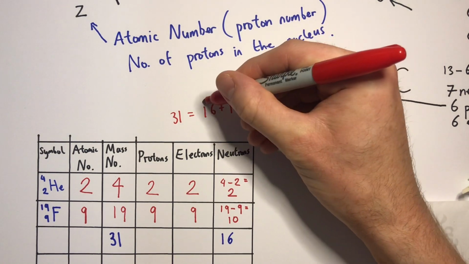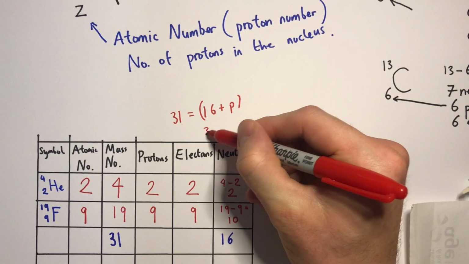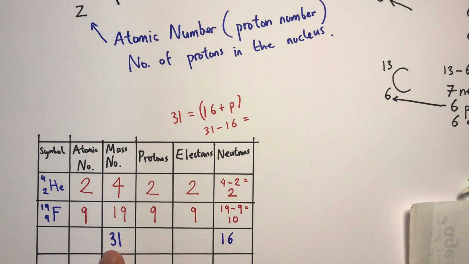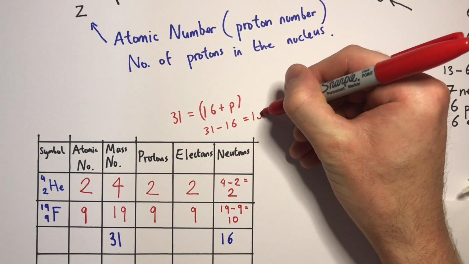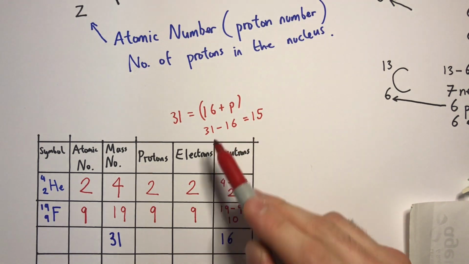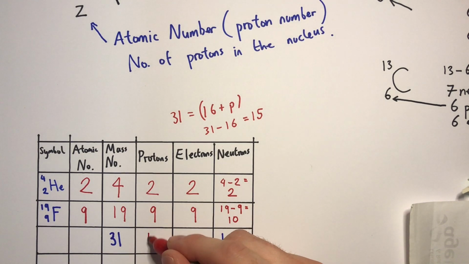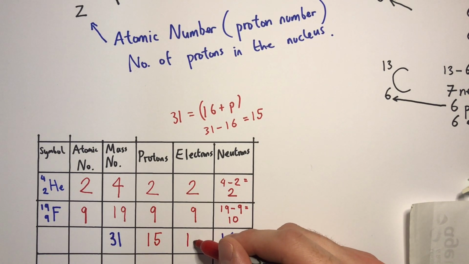So you can look at that to figure it out. In other words, 31 minus 16. If I do mass number minus my number of neutrons, that will give me the number of protons. So in this case it's 15 protons, because 15 plus 16 will give me my 31. So I know I've got 15 protons now. In an atom, the number of protons is the same as my number of electrons, so that's also going to be 15.